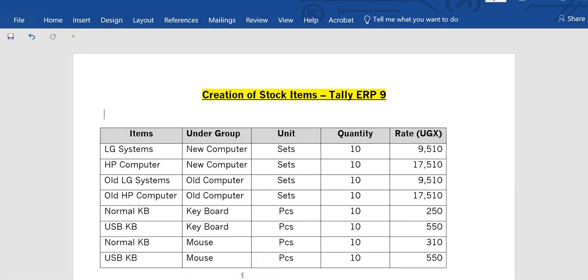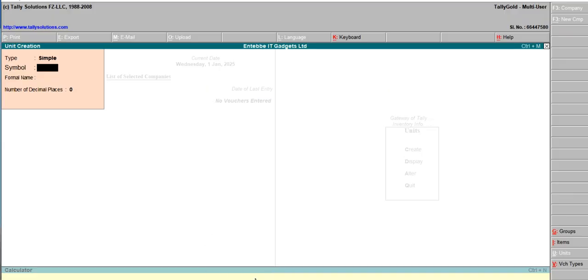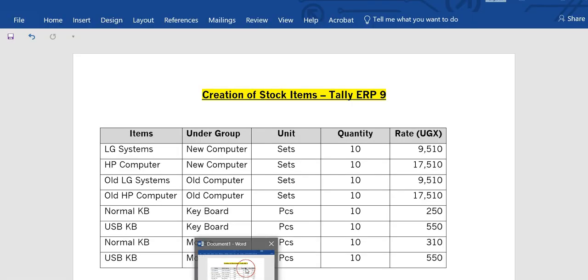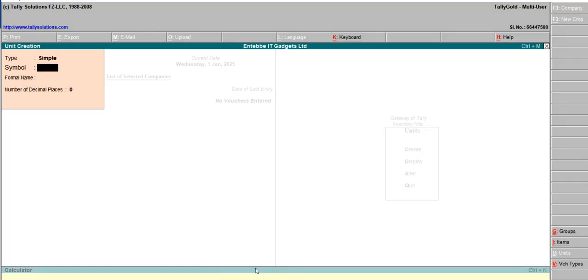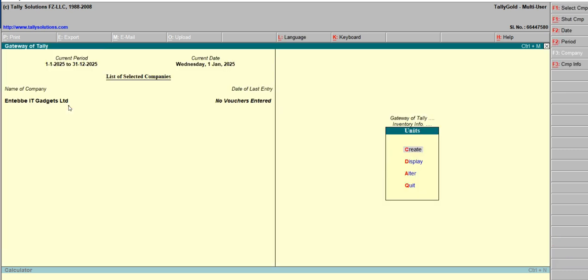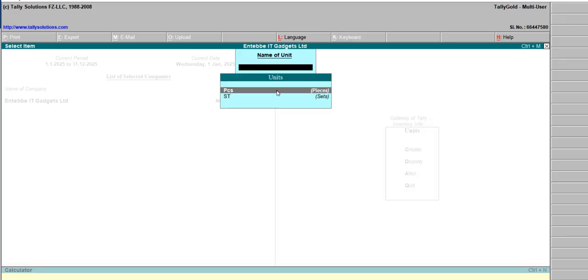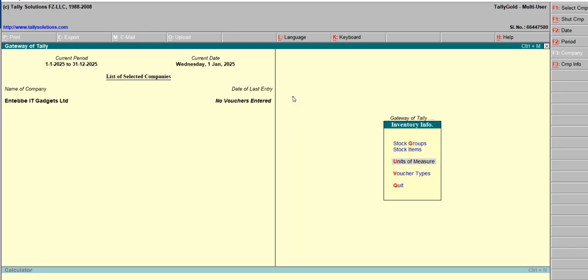Which other unit of measure do we have? We also have pieces, that is PCS. These are our units of measure, sets and pieces. So you escape, and then the units of measure we have entered. You can display, and you see you have pieces as well as sets. So escape and go back to the inventory info menu.